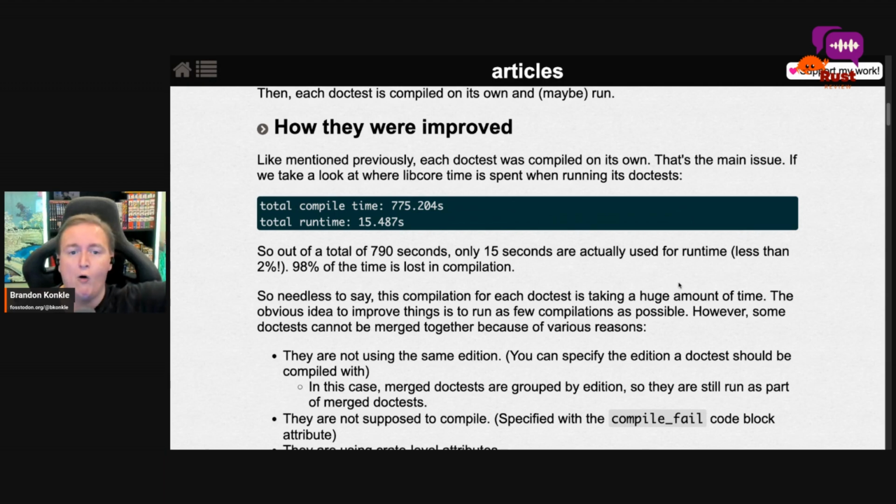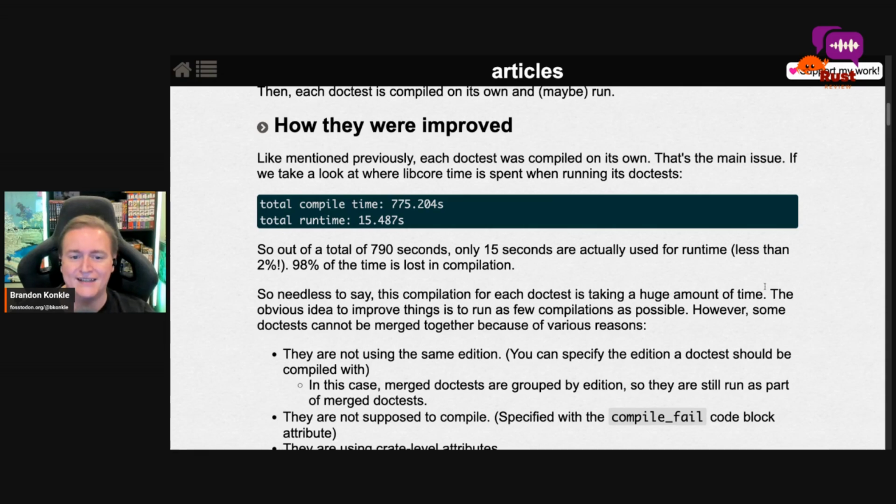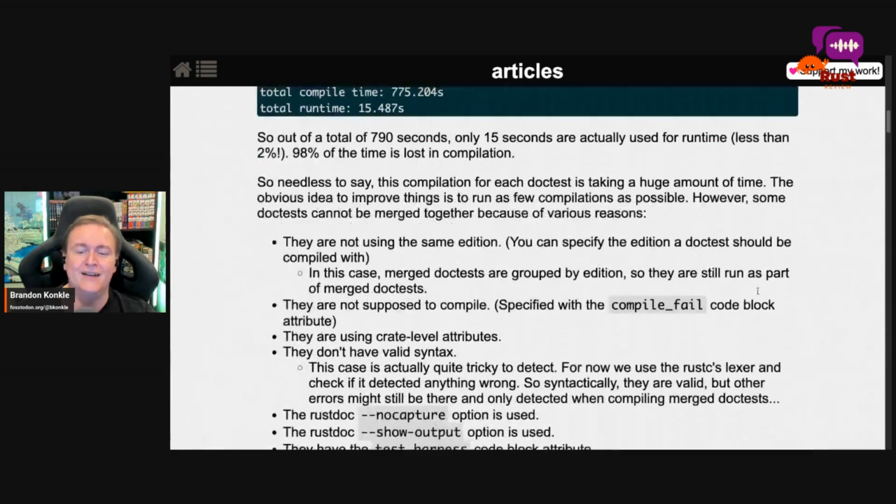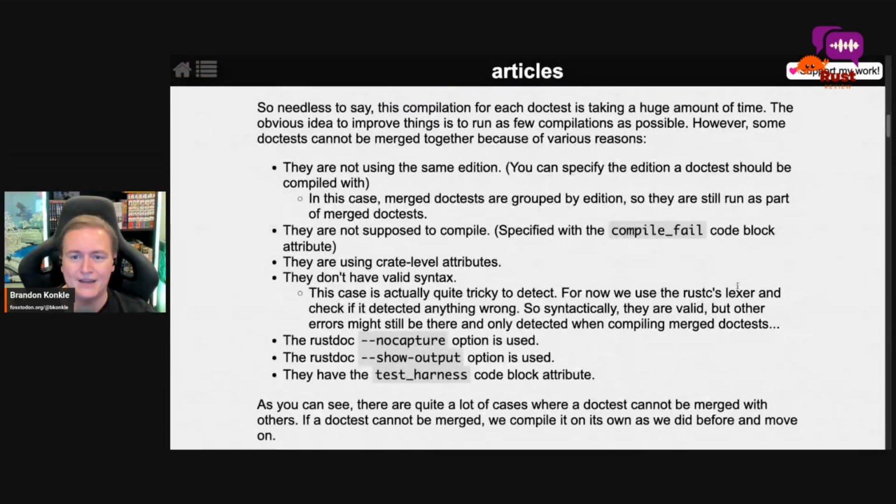If you've got a whole bunch of different doc tests, he says, if we take a look at where libcore time is spent when running its doc tests, the compile time is far and away the majority. Of 790 seconds, only 15 seconds are actually used for running the code. So 98% of the time is lost in compilation. But why is that the case? Why can't we combine all those together?